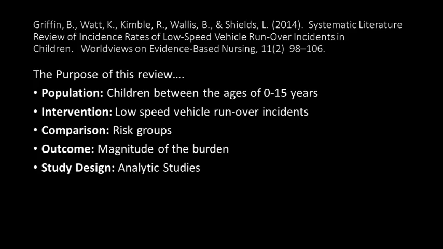This review will allow the identification of the magnitude of burden from this type of injury and potentially highlight at-risk groups. So for the purpose of this review, the population is children between the ages of 0 and 15. The intervention or exposure is low-speed vehicle runover incidences. The comparison are risk groups, and they're not specific about which groups they're looking at. The outcome is the magnitude of the burden, and the study design is not in the PICO or in the objective statement, but rather it's in the search terms under inclusion criteria.